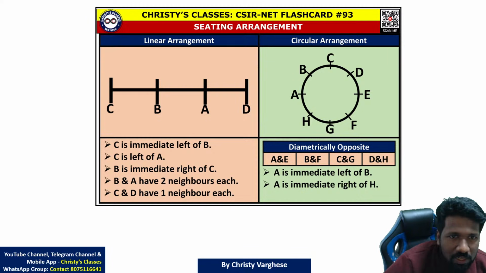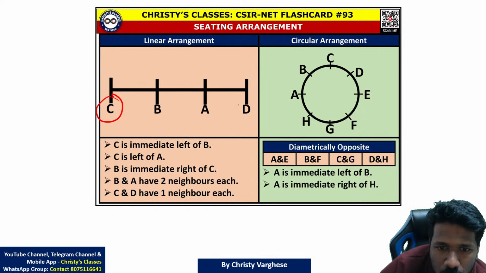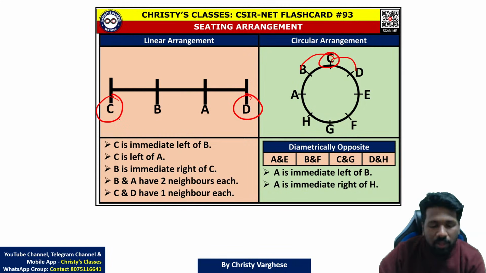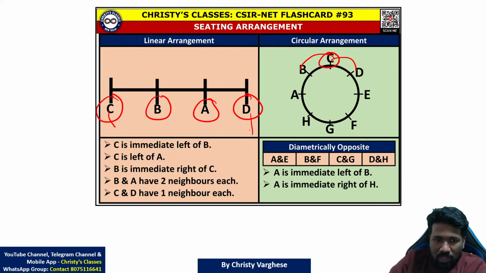And seating arrangement में linear arrangement हो सकता है. Linear arrangement में please understand, there are two people who have only one neighbors. Circular arrangement में सबको दो neighbors होगा. But linear arrangement में all but two people will have two neighbors. B को two neighbors है, A को two neighbors है, but C and D को एक ही neighbor है. Neighbor को we call it immediate left or immediate right. In the question also you can see these terminologies.